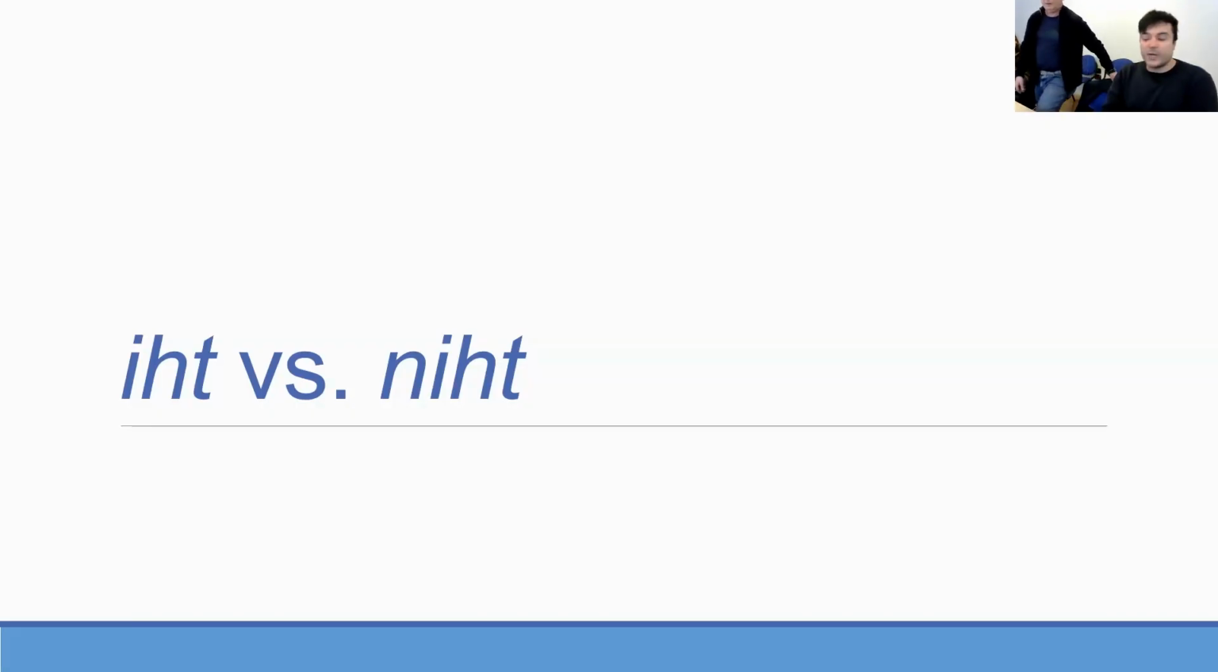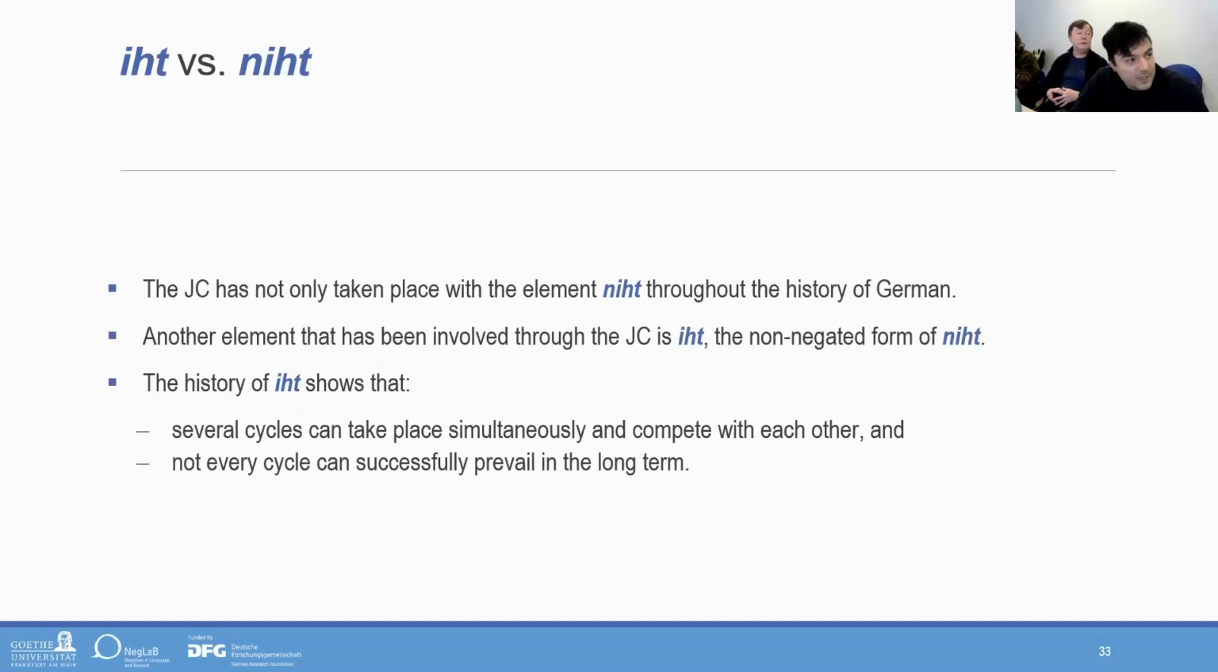So now I'm going to tell you something about ich and nicht in German. If we take German, for example, we can see that the Jespersen cycle has not only happened with nicht. In German, we have had many different elements that have been in competition during the Jespersen cycle throughout the history of German. One of these elements is ich, the non-negated form of nicht.